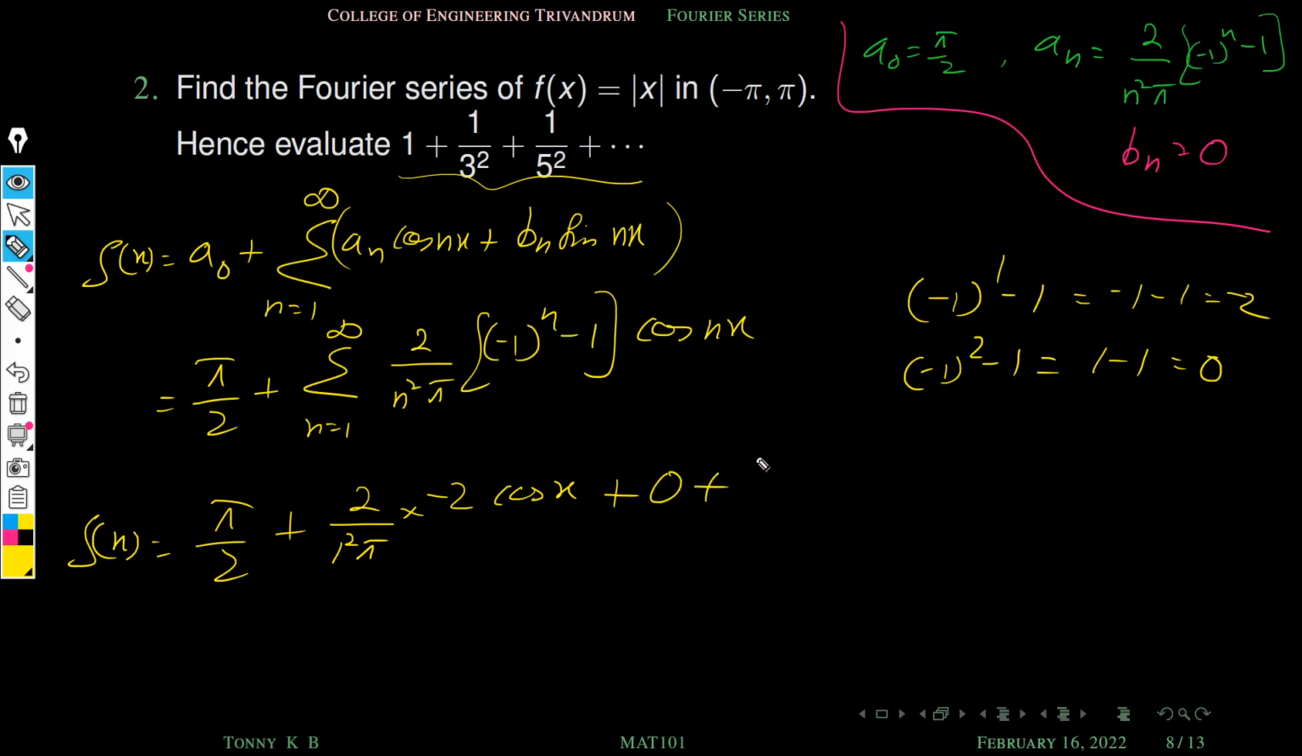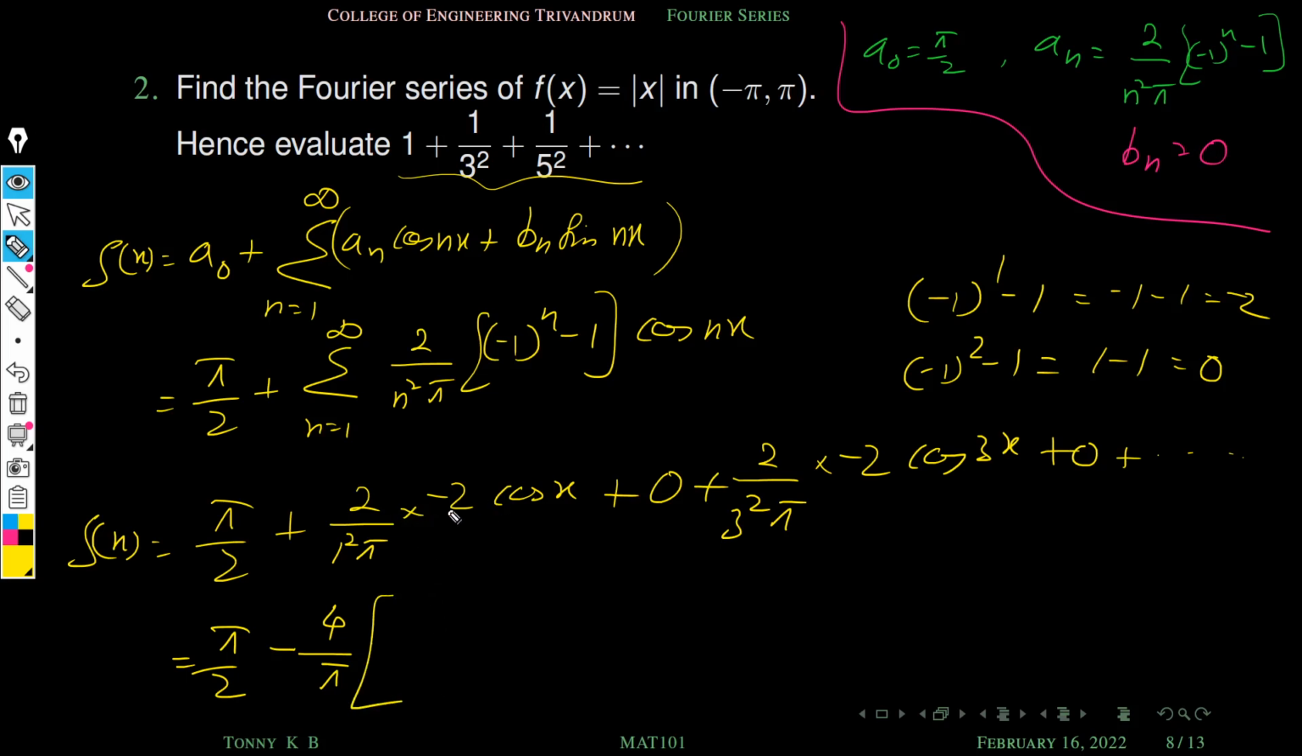Then when n equal to 3, this becomes 2 by 3 square pi into minus 2. Again this is minus 2 into cos 3x. The next term is 0, plus etc. Okay. Then here it is clear that minus 4 by pi is common, so we can take it outside.